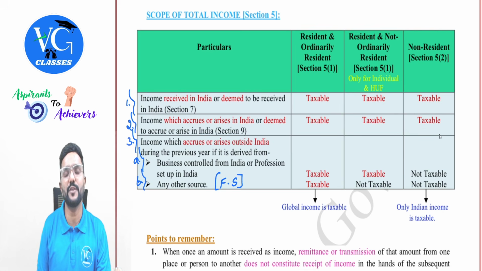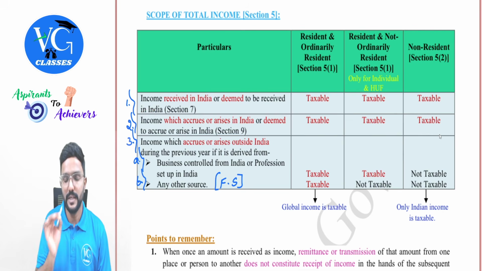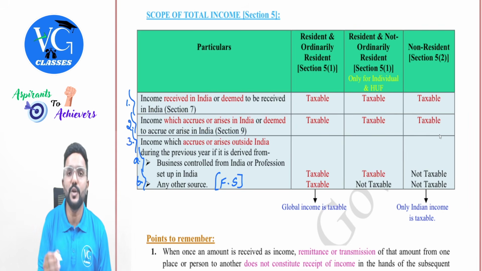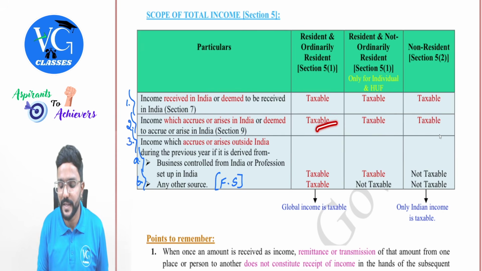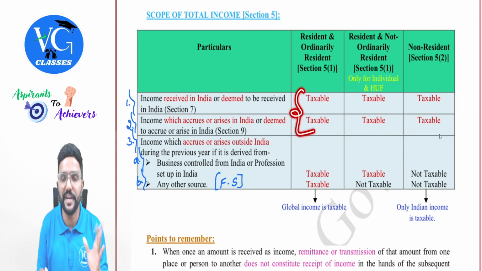Irrespective of the residential status of a person, it is always taxable. Then, an income which is earned in India, the term they have used here is which accrues or arises in India or is deemed to accrue or arise in India. In simple terms, which is earned in India, it is always taxable. We actually call these two Indian income.